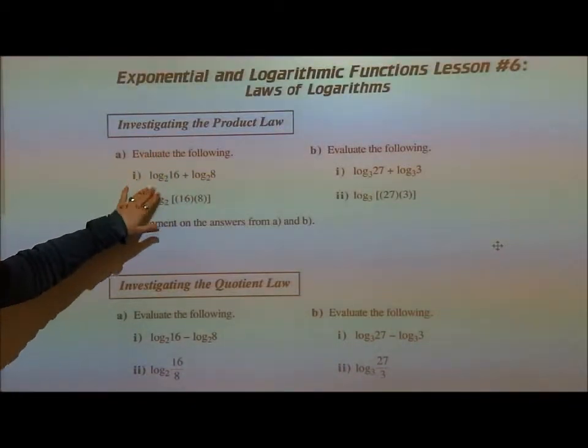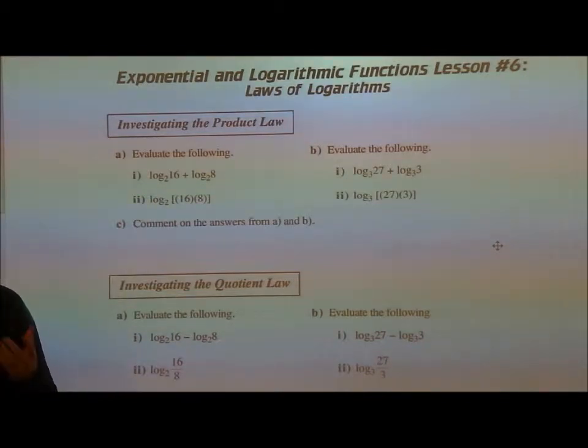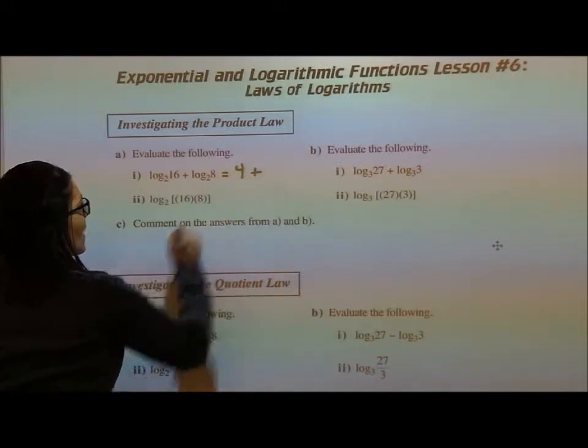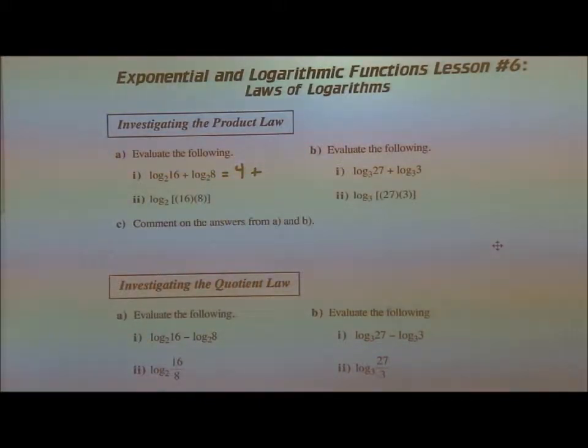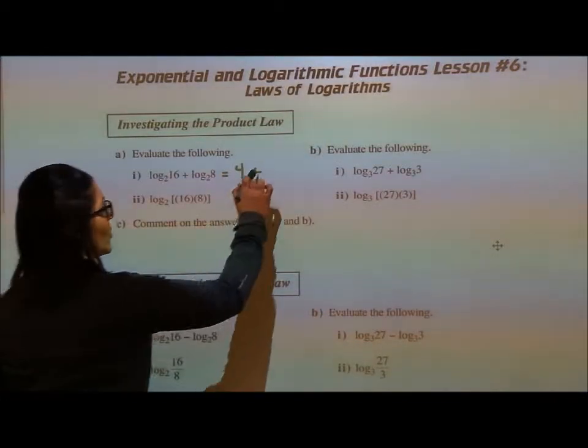So if we were to evaluate this log base 2 of 16, how could I calculate that? Log 16 divided by log 2. Okay, so if I go log 16 divided by log 2, what do I get? 4. And log base 2 of 8, how would I evaluate that one? Log 8 divided by log 2, which is 3. Okay, and 4 plus 3 is?